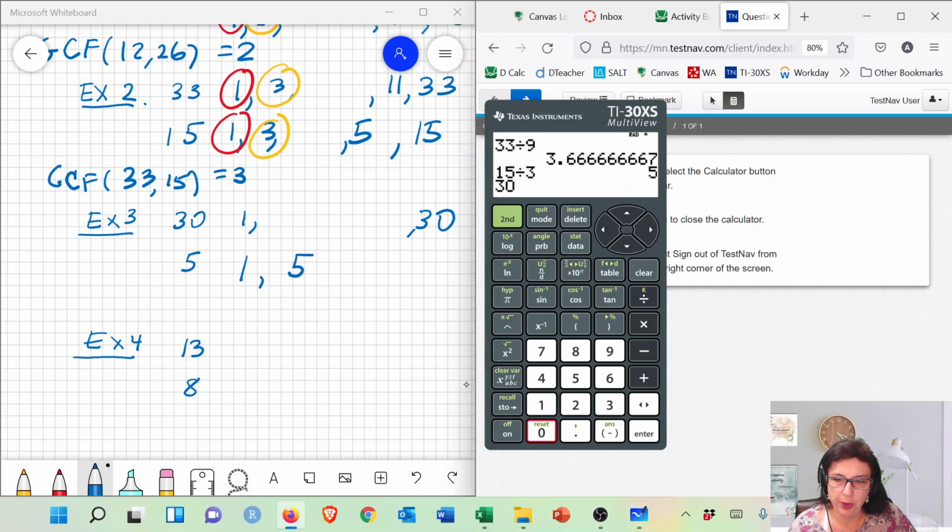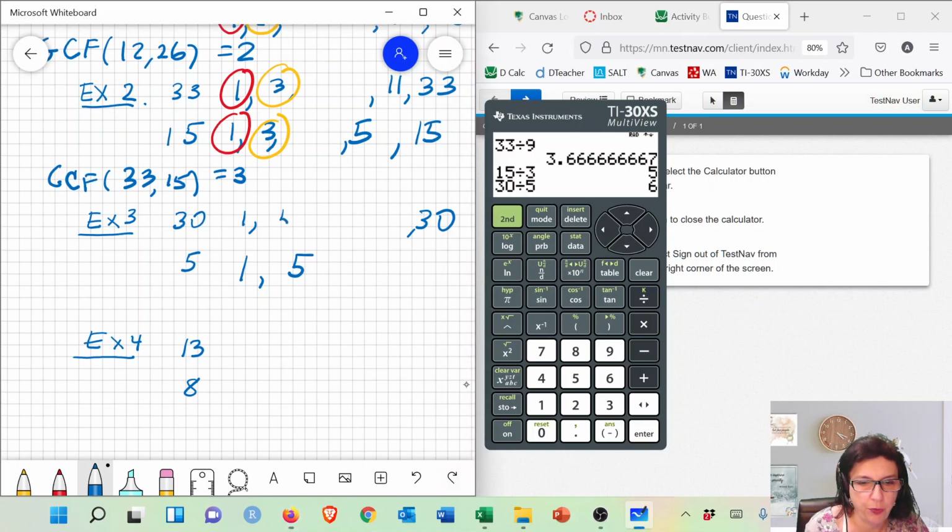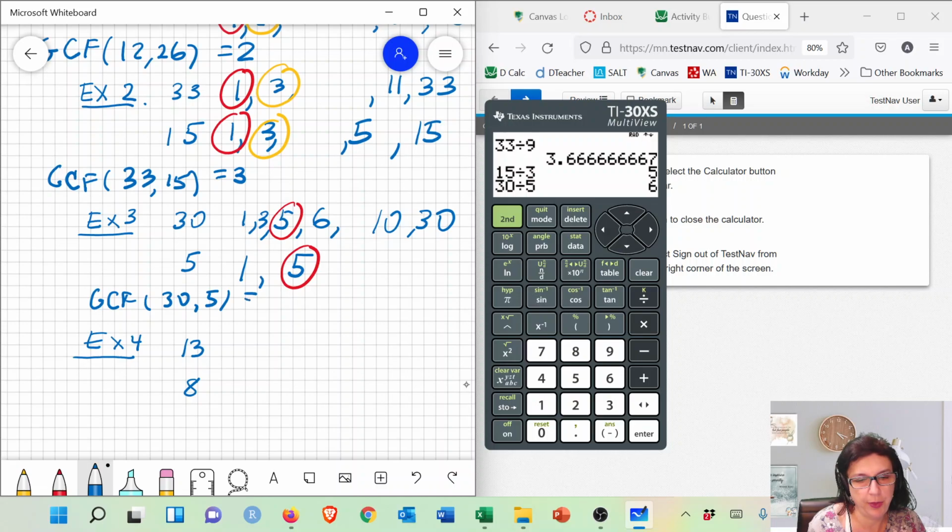So if 30, we divide that by 5, that gives us a 6. So yes, 5 and 6, those are two possible factors. Actually, 30 has other factors. For example, 3, it does have a 3 and it has a 10. But we're not interested in those because 5 only has 1 and 5. So what can they share? Only 1 or 5, right? That's it. So 5 is definitely the GCF here. So GCF of 30 and 5 is 5.